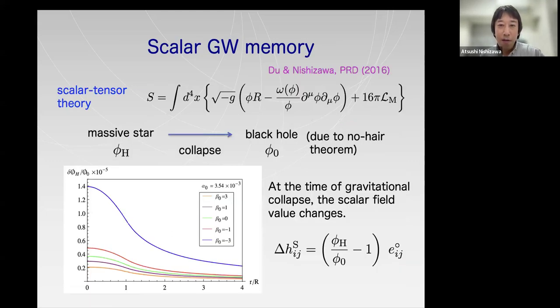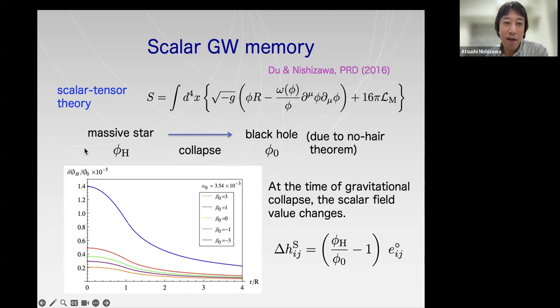And I'd like to introduce another interesting case, scalar gravitational wave memory. At the beginning of this talk, I introduced the scalar gravitational wave memory in numerical simulation in Einstein-dilaton-Gauss-Bonnet gravity. But this memory effect can exist in more general theories with scalar degrees of freedom.